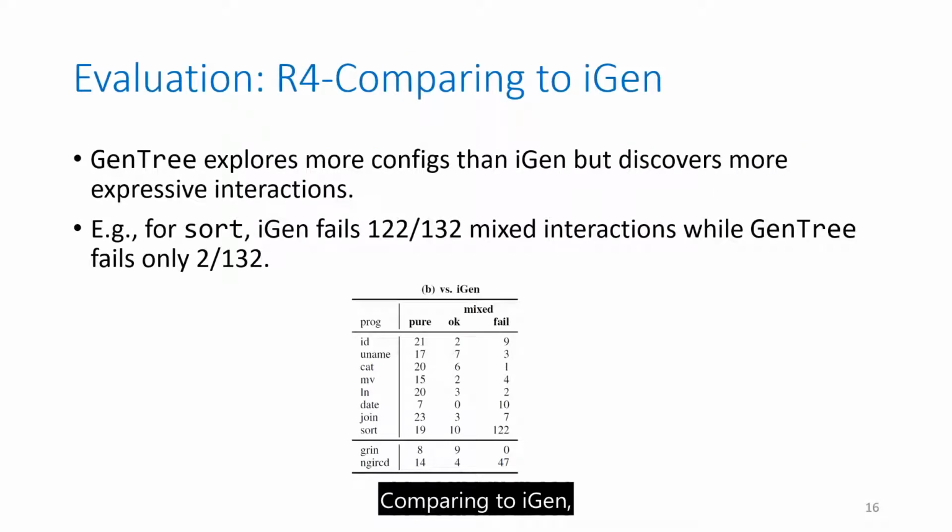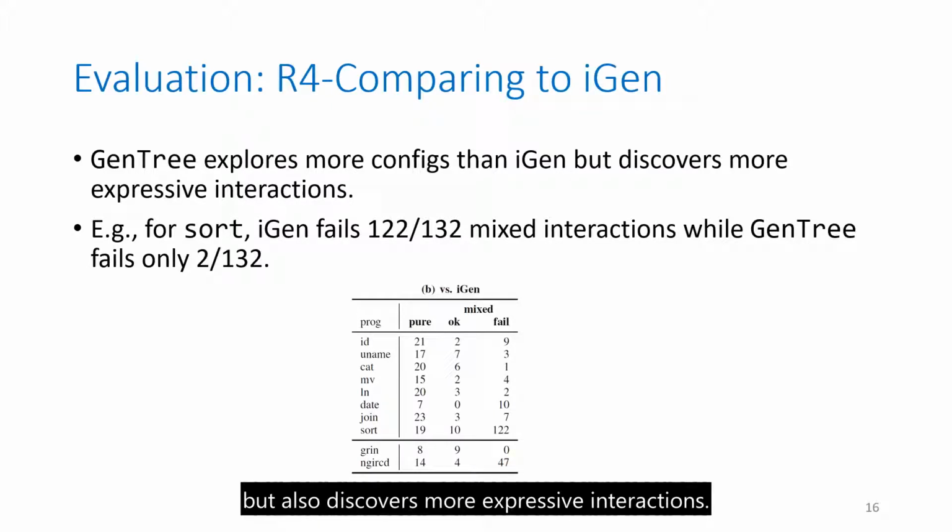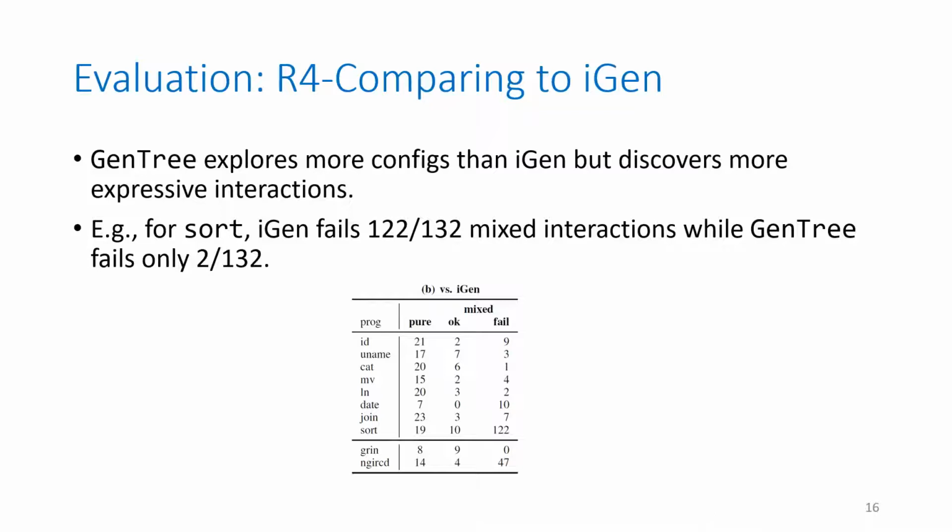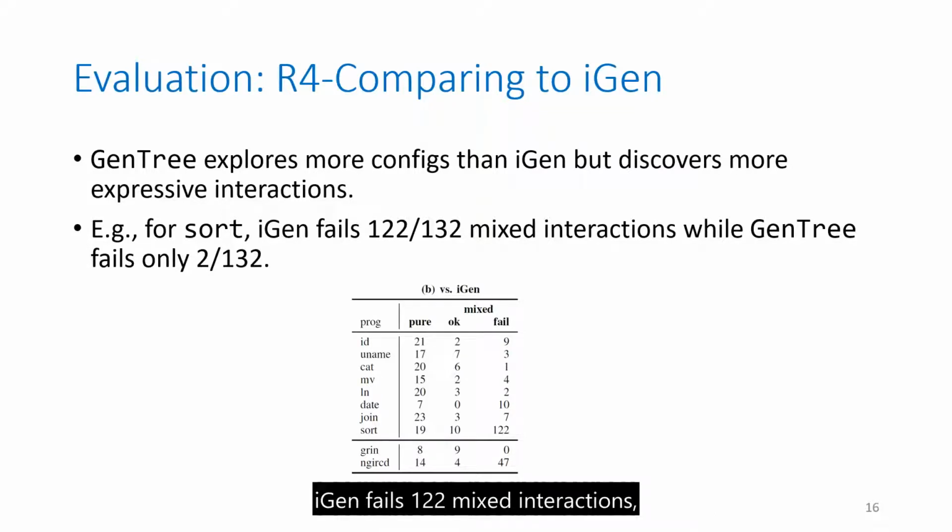Compared to iGen, GenTree explores more configs, but also discovers more expressive interactions. For example, for sorts, iGen fails on 122 mixed interactions, while GenTree fails on only 2.